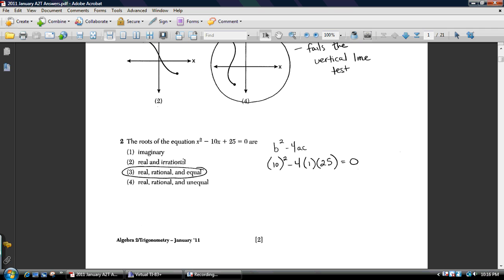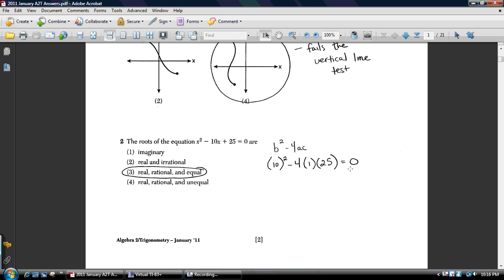The roots of the equation: anytime you're asked to find questions about the roots, or you see a multiple choice answer that looks like this, use the discriminant. The discriminant is b squared minus 4ac. This number in front of x squared is a. This number right here is b, negative 10. And this number right here is c. Plug it in. See how you get 0?